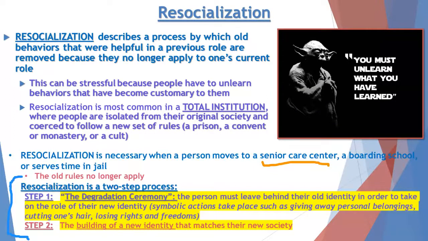Things like getting rid of all your personal belongings, cutting ties maybe with your family or your friends from before, cutting off all of your hair, losing some of your rights and freedoms, as would happen in a prison or maybe a cult. And only once we've gone through that degradation ceremony can we move to step 2, which is when we really start to understand how we fit in the new society, how we build our new identity up in line with the new norms, rules, beliefs, values of the institution that we find ourselves in now.